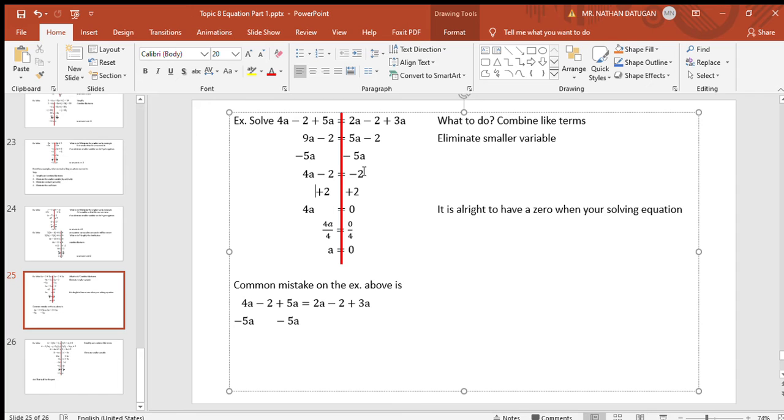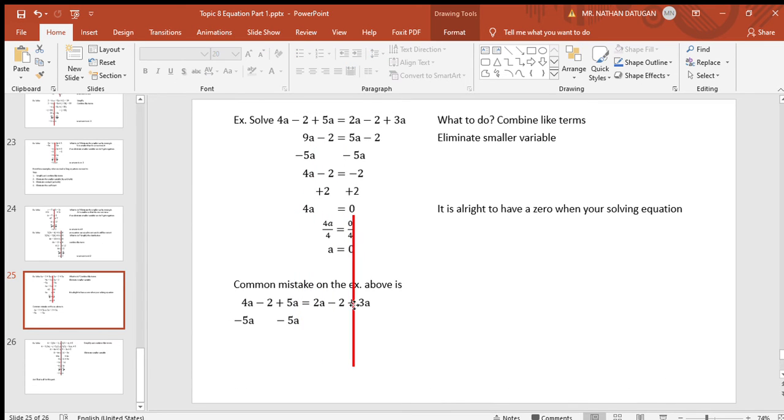Now what's our goal? We want our a by itself. So how do we do that? We want to get rid of the constant minus 2. How? We add 2. Negative 2 plus 2 is 0, so you're left with 4a. And negative 2 plus 2 is 0. So your answer is 4a is equal to 0.